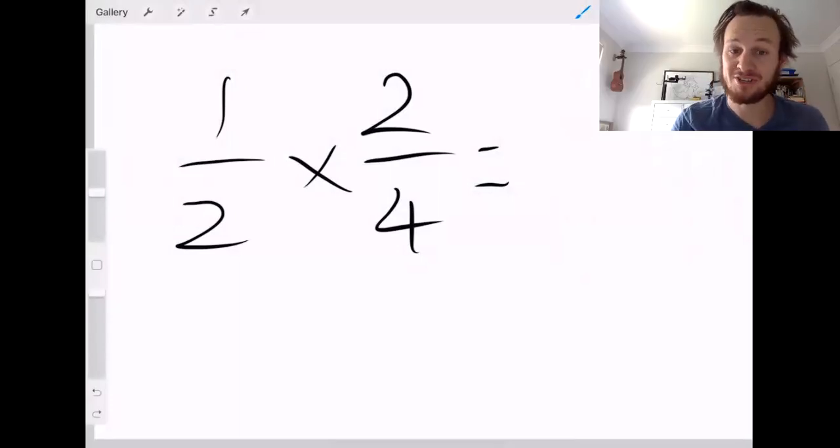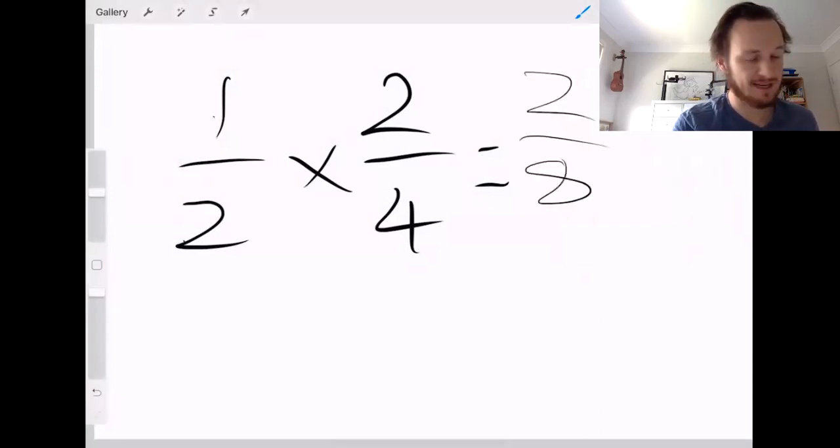Remember, with multiplication, you don't have to do anything. You just times the top and then times the bottom. So you go 1 times 2 is 2, 2 times 4 is 8. It's pretty basic, right? It's the easiest one out of all of them.